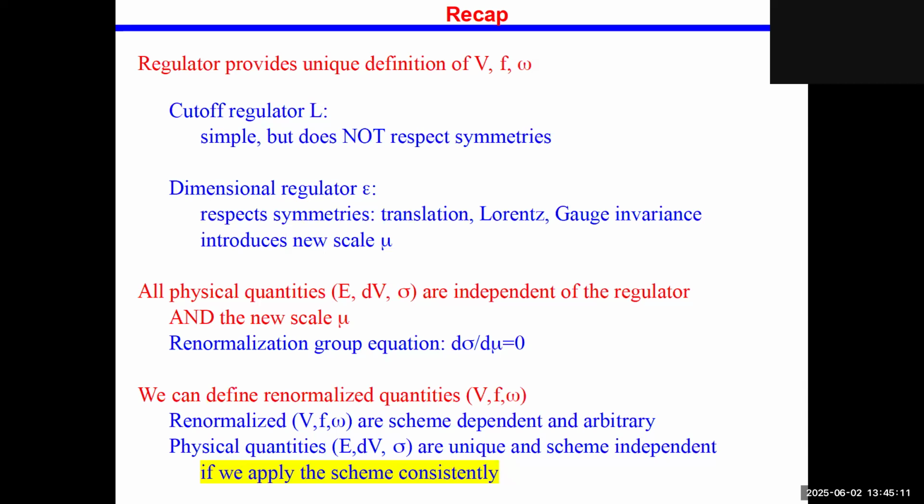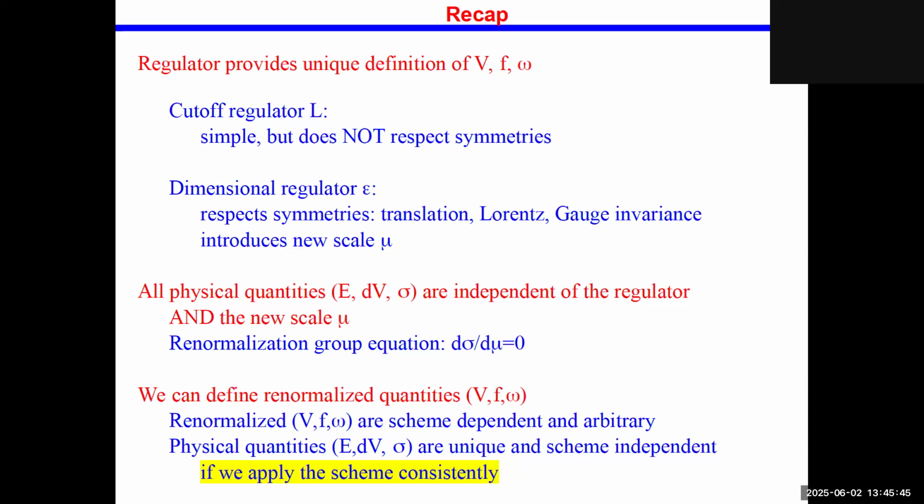With the dimensional regulator, I go epsilon away from my integral dimension. And what's nice is that does respect symmetries. And when I'm doing QFT calculations, that will respect the translation, Lorentz, gauge invariance, things like that. But I thought I could get away with adding something dimensionless in there. I still have to put in a mu scale. I have to put in a length scale so I can have non-trivial functional dependence.